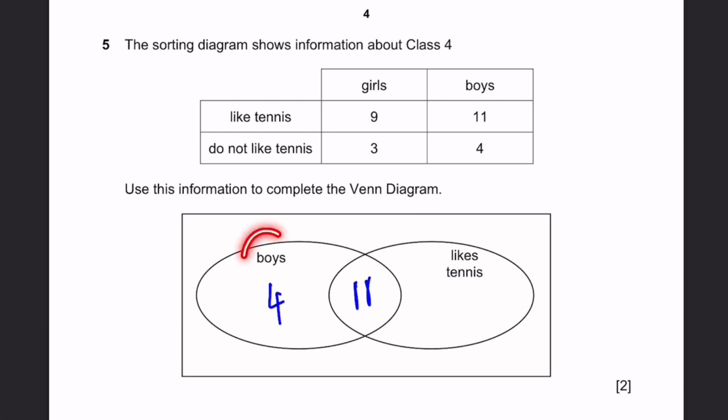Now, how many are not boys but they like tennis? Which means they're girls and they like tennis. 9. Here. And now girls and do not like tennis, which means they're not boys, they don't like tennis. So they're outside both of them. And that's 3. So they're outside. But they must be inside the rectangle.